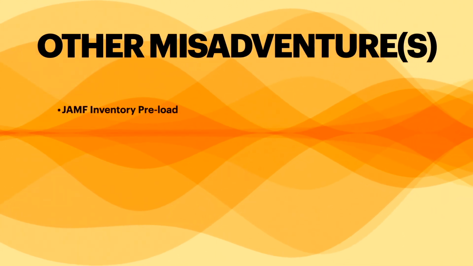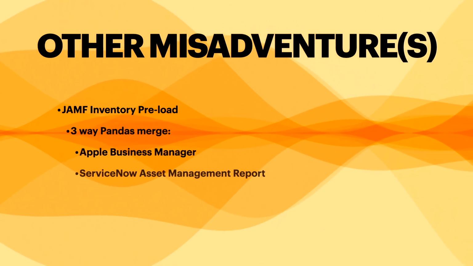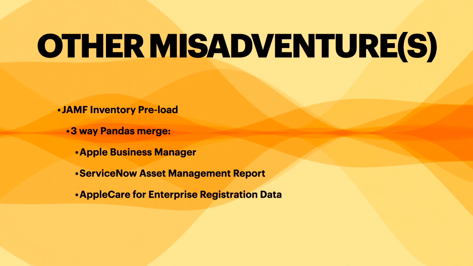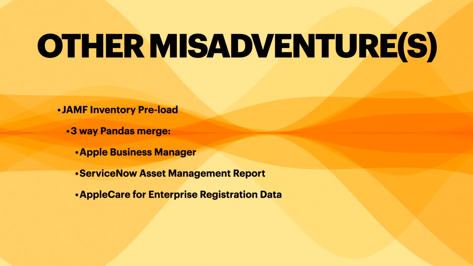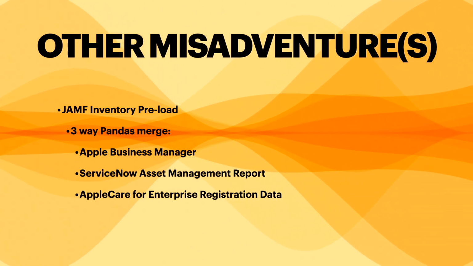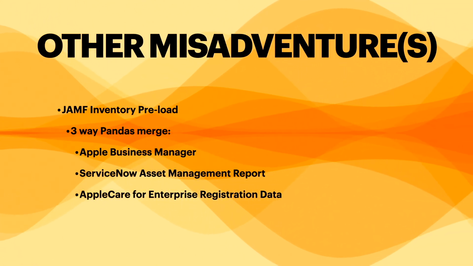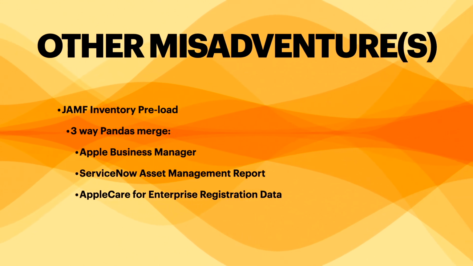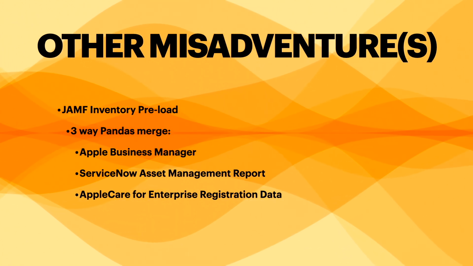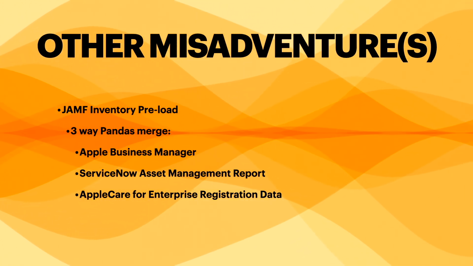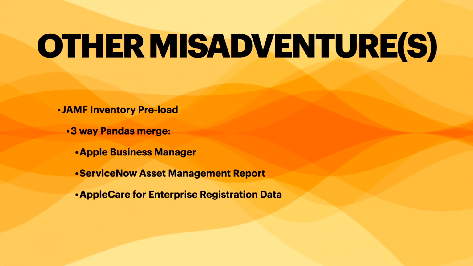I did also have some stuff in here. I did a Jamf inventory preload, which was definitely a misadventure. It's a three-way pandas merge with data from Apple Business Manager, our ServiceNow Assets Management Report, and AppleCare for Business. We don't have a GSX set up, so I was able to mash these three data sources together and then push this data up into our Jamf inventory preload. I really wanted a way to figure out what devices were in our overseas development centers. And the best way I could think of to do that was based on the vendor that they had been purchased from, which is data that we can pull from Apple Business Manager in the CSV file, which is quite nice.